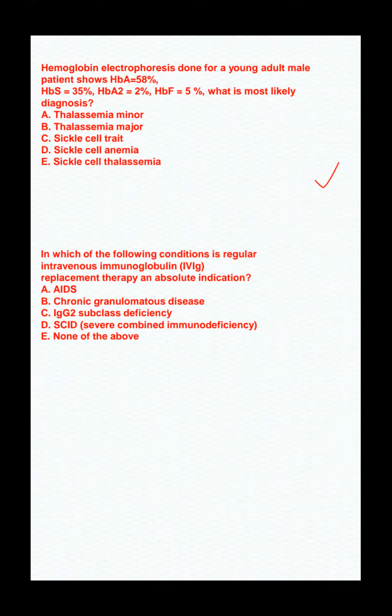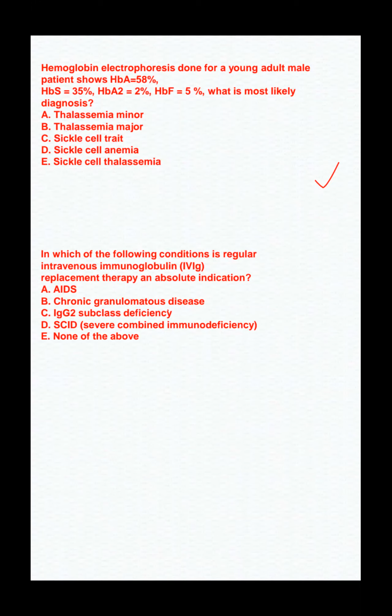Dr. Anjana, second case. Yes, ma'am. In which of the following conditions is regular IVIG replacement therapy an absolute indication? Option A, AIDS. Option B, chronic granulomatous disease. Option C, IgG2 subclass deficiency. Option D, severe combined immunodeficiency. Option E, none of the above.